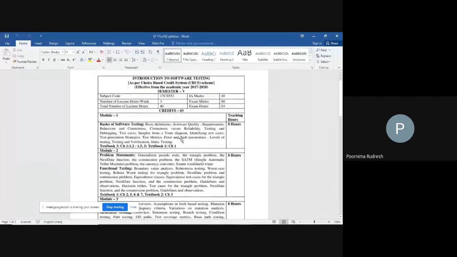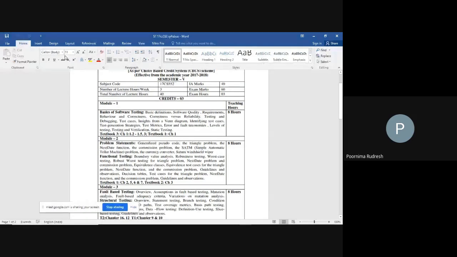So as I said, in the first module you are going to study about basics of software testing. There you are going to study the basic definitions, requirements, behavior, correctness, reliability, and then different test cases, test generation strategies, Venn diagram, taxonomies, levels of testing, verification, and testing and verification. So all these you are going to study in the first module.